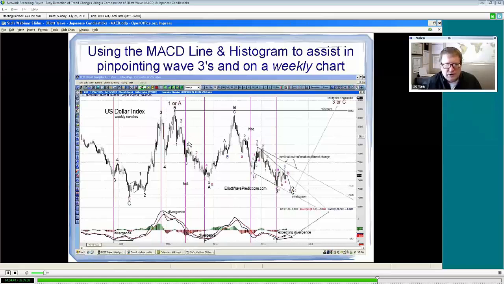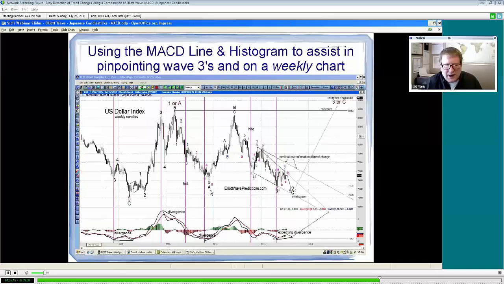And then you can see that I'm counting this down move as a 1, 2, 3, 4, and then an extended 5. 1, 2, 3, 4, 5. And these pink lines are the histogram bars. These red bars are at the very deepest point right here, and that's pointing out the wave 3. And then the very deepest point of the MACD line itself is pointing out the wave 3 of 5.